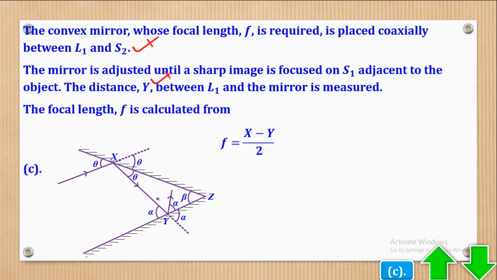So let's see the marks for this slide. So that is M1 for this rearrangement, putting a convex mirror in between the lens and the image screen. Then half a mark for getting a distance y, and half a mark for the expression of focal length.